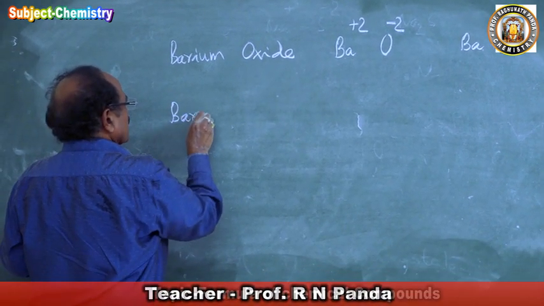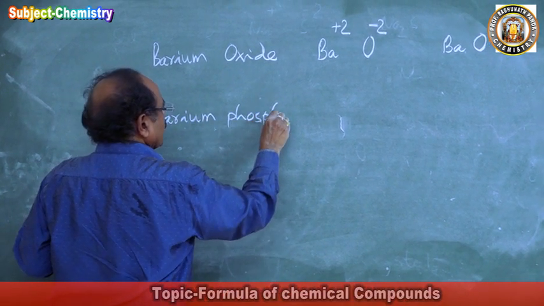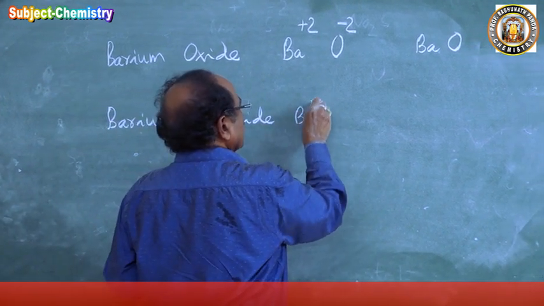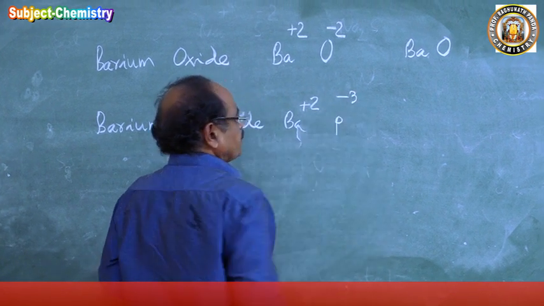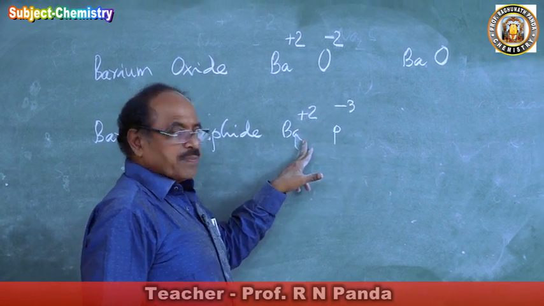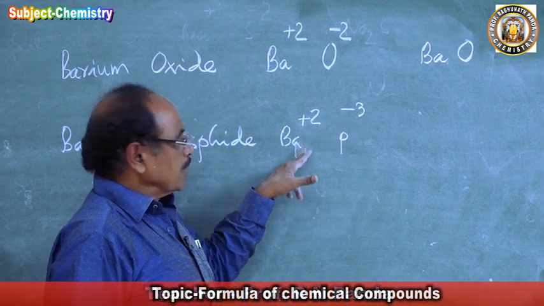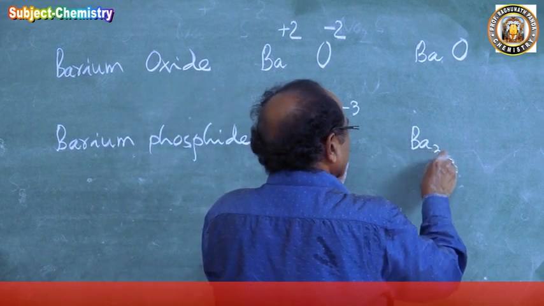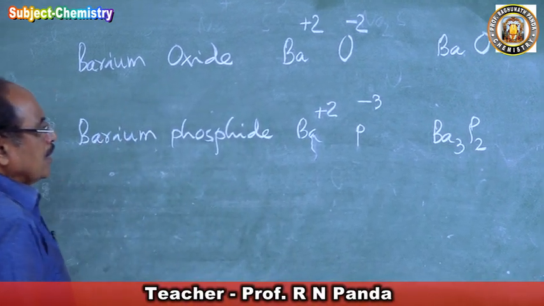Now barium phosphide. Barium is Ba plus 2 and phosphide is P minus 3. So 3 will come to barium, 2 will go to phosphorus. So this will be Ba3P2.